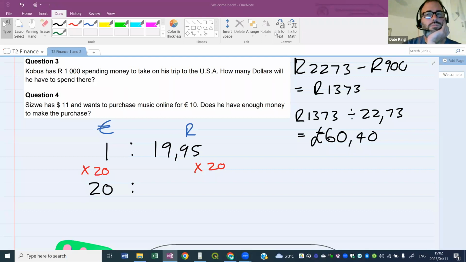So if you are given 20 here, we change this €1 to 20. Then you cross multiply. Yes, so when you say cross multiply, the 20 gets multiplied with 19.95. Okay, I'm covered. Thank you, sir. Okay. All right. Pleasure.